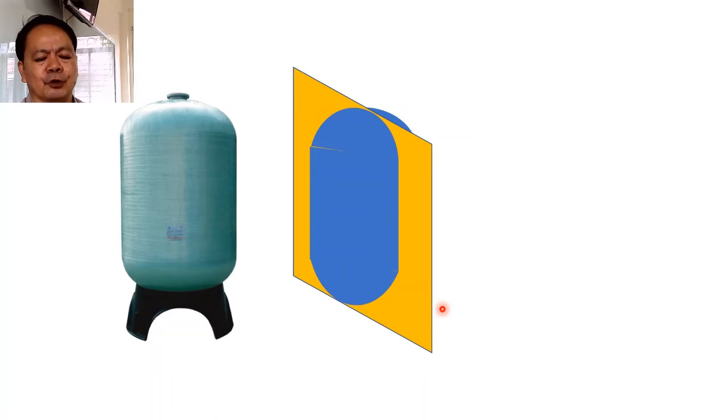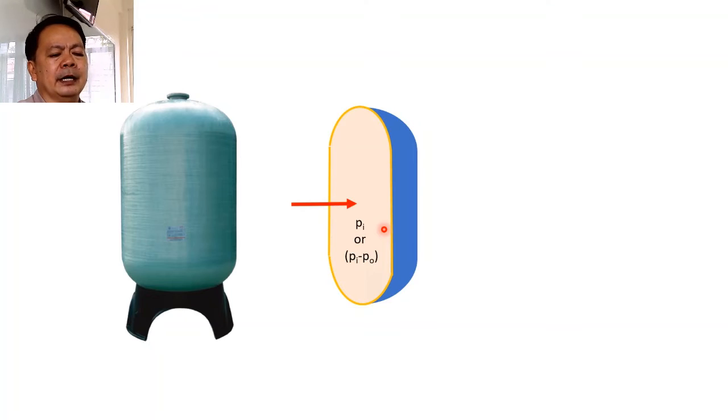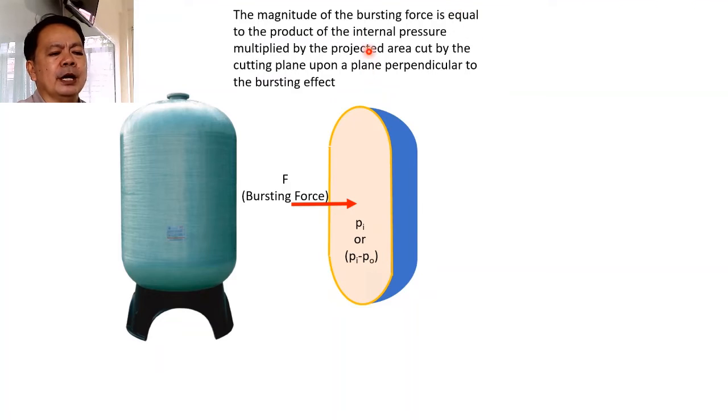Now, what will happen if we're going to isolate the right part? Paghiwalayin natin sila, and this is what we will get. This is now the right part of the transverse section. And this right part is again subjected, due to the pressure inside, to bursting force F. And that bursting force F shall be equal to the pressure multiplied by the area projected. Okay, area cut by the cutting section projected along the plane perpendicular to this direction.